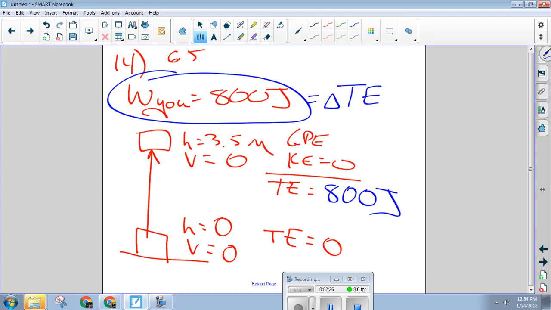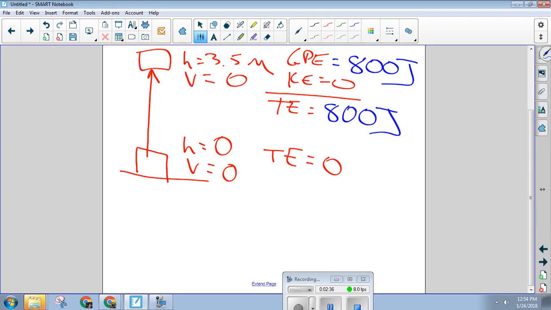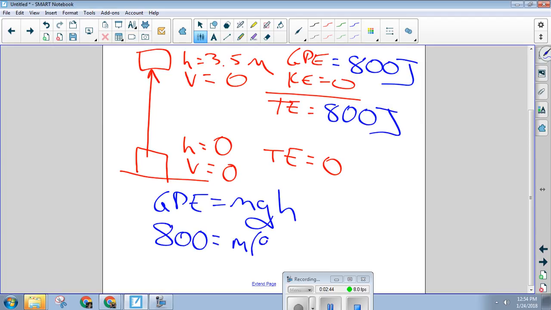So if the total energy is 800, then what's the GPE? GPE would be 800, right? And then you can find your mass. So you just go GPE equals mgh. Our GPE is 800. We don't know the mass. g is 9.8. h is, what was it, 3.5? And then solve it. Cool, you guys?